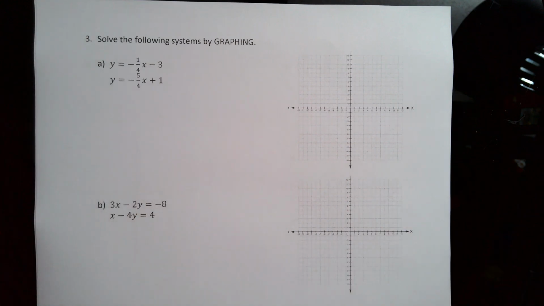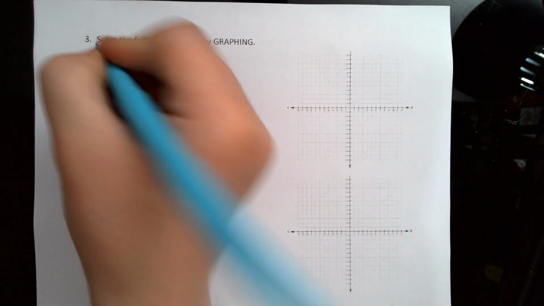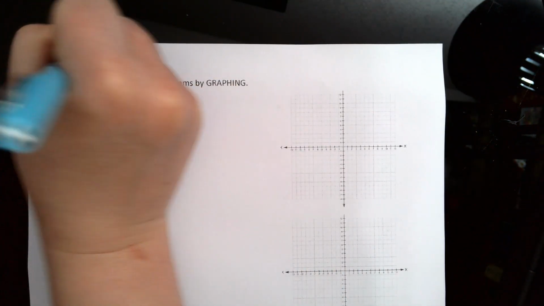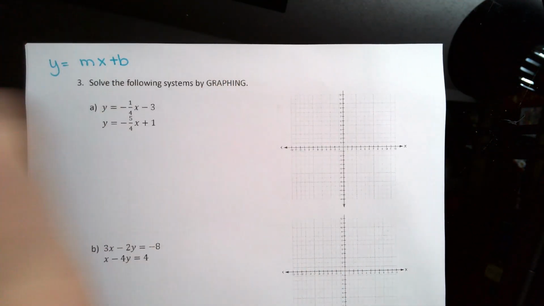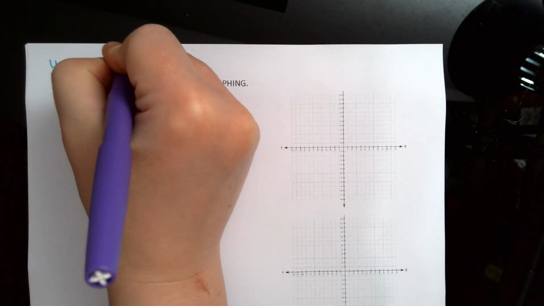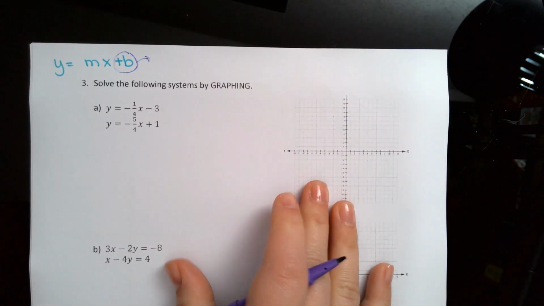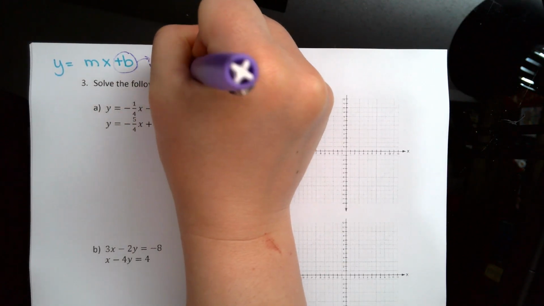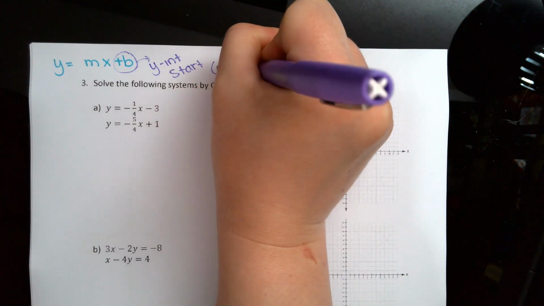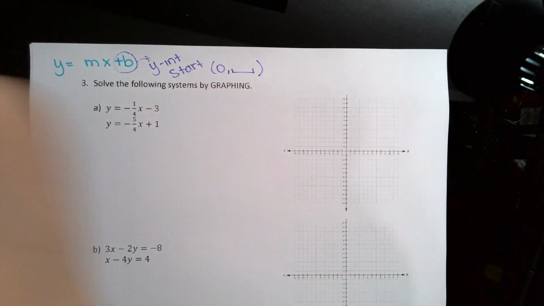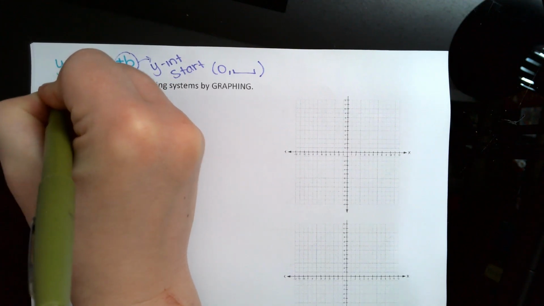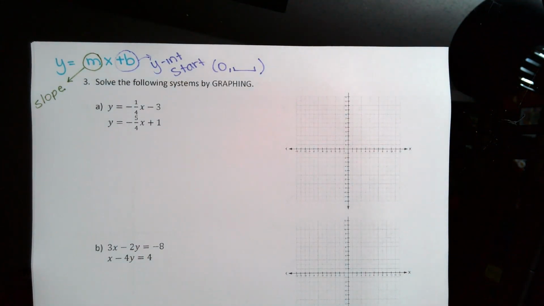We're going to graph. Now remember, in y equals mx plus b, let's write that on top. Y equals mx plus b. This b is going to be your start value. This is your y-intercept, and it's going to be 0, comma, whatever this b value is. Now on the other one, we got m, just the m. M is your slope. If your slope is positive, you are increasing. If your slope is negative, you are decreasing.